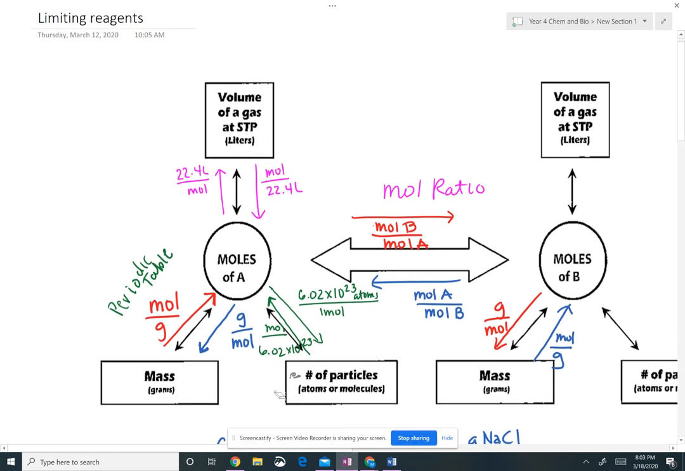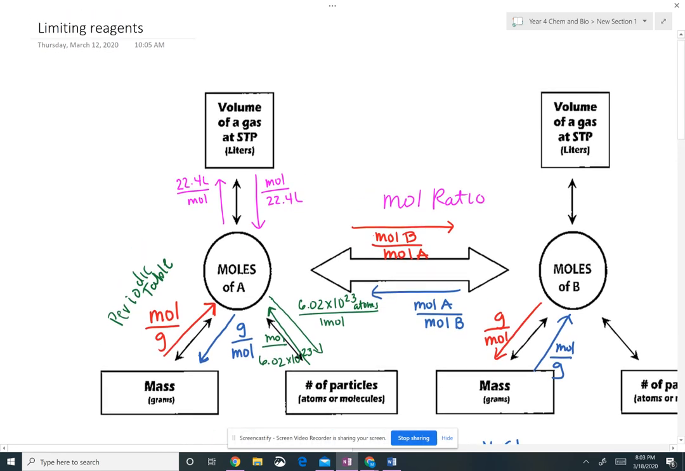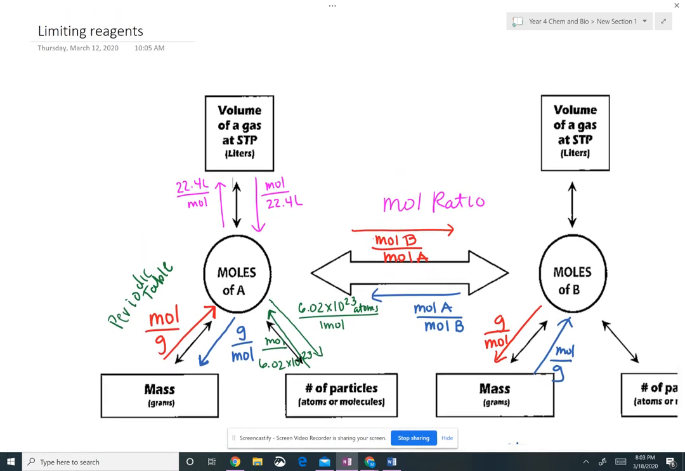Another big thing that I get asked about is how do I know when I'm supposed to use certain numbers? It depends on what they ask you. If they're talking about volume, then I know I'm going to use my 22.4 liters. If they're talking about particles, I have to use 6.02 times 10 to the 23rd. So what they ask you determines what you use in each of these cases.